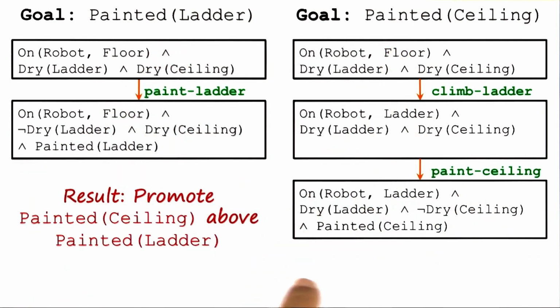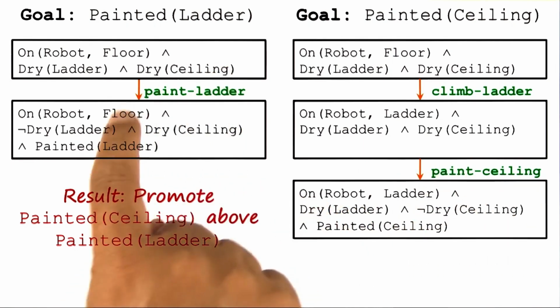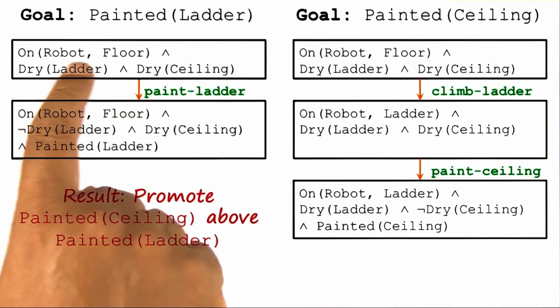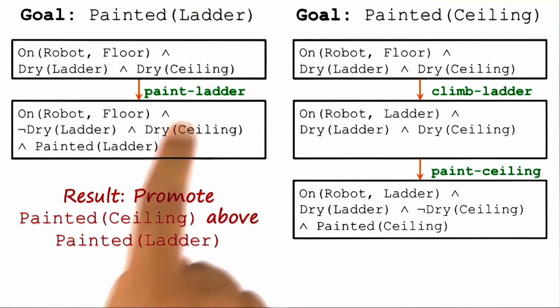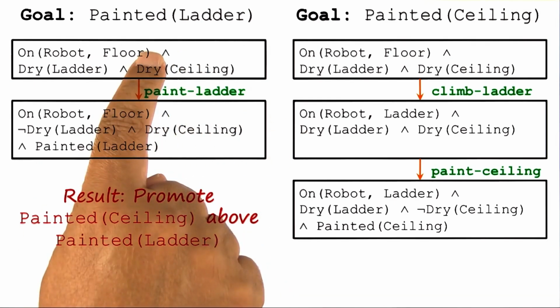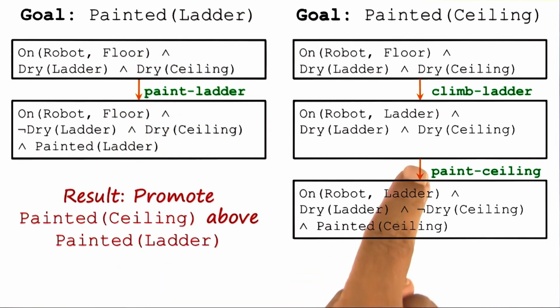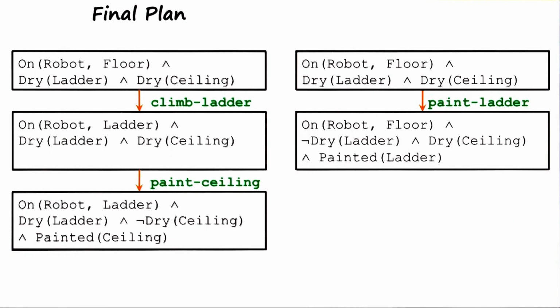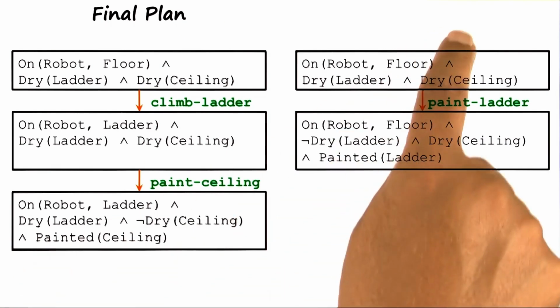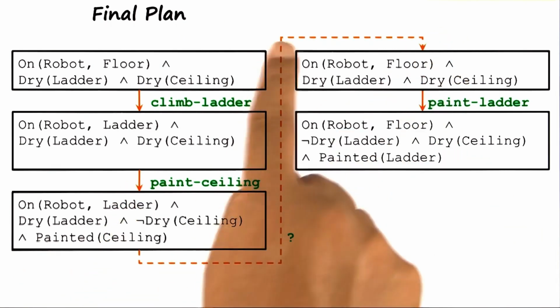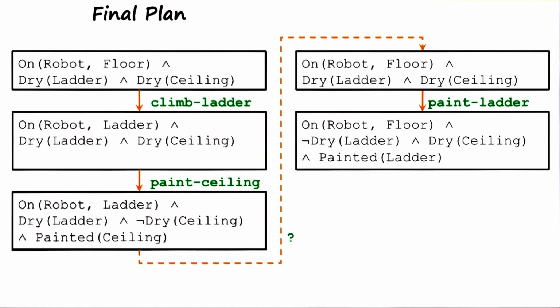Some of you may also notice that after the robot has painted the ceiling, the robot is on the ladder. But in order to apply the paint ladder operator, the robot must be on the floor. So here there is an open condition problem. This particular condition for this operator is not being satisfied when the robot is on the ladder. We'll come to this in a minute. So recall that in order to resolve the conflict, the partial order planner has decided to promote this goal over that one. As it tries to connect these two plans, it finds that there is an open condition problem that we just talked about. On robot ladder does not match on robot floor.